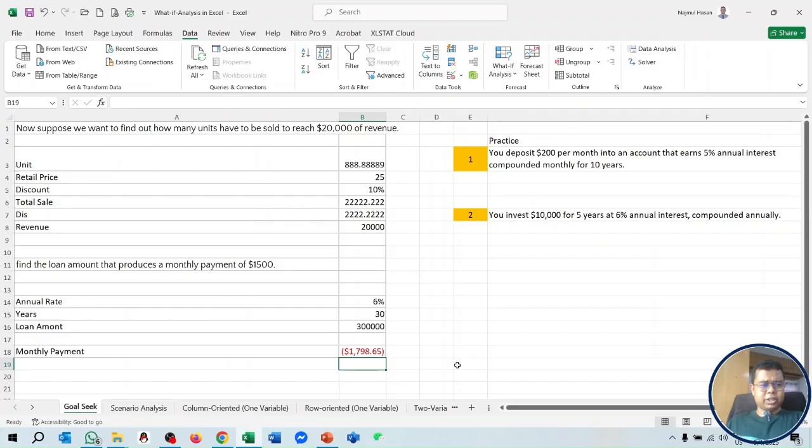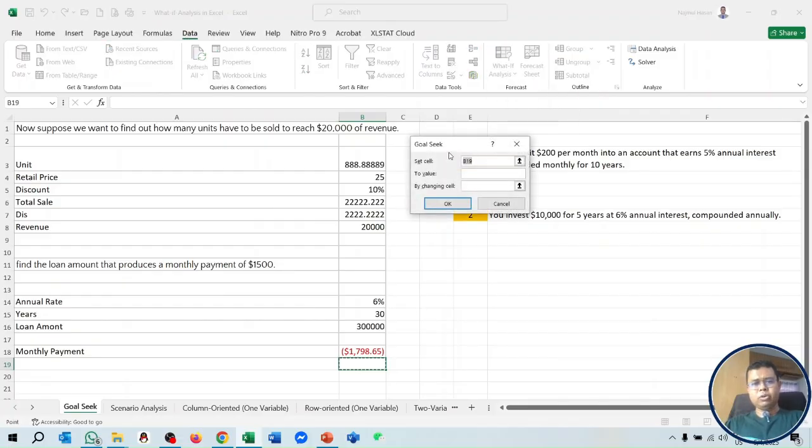Okay, but the question is, find out the loan amount that produces a monthly payment of $1,500. So if you take the loan 300,000, you must pay 1798 plus dollars each and every month, but maybe your capability is to pay $1,500, right? So how can we do it? If I pay $1,500 monthly, for how much loan amount am I eligible, right? So we can use the what if analysis. Once again, go to the data, what if analysis and then goal seek.